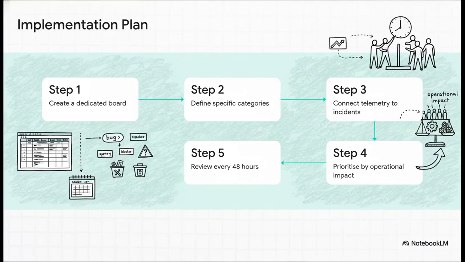And the plan is actually pretty straightforward. First, you create a dedicated board for this in Azure DevOps, Jira, whatever you use. Just keep it separate from everything else. Second, you define very specific categories for the issues that come in. Third, and this is absolutely critical, you connect telemetry data to every single incident. Fourth, you prioritize ruthlessly based on how much it's hurting operations, not who's yelling the loudest. And finally, you review this entire backlog as a team every 48 hours to keep the momentum going.